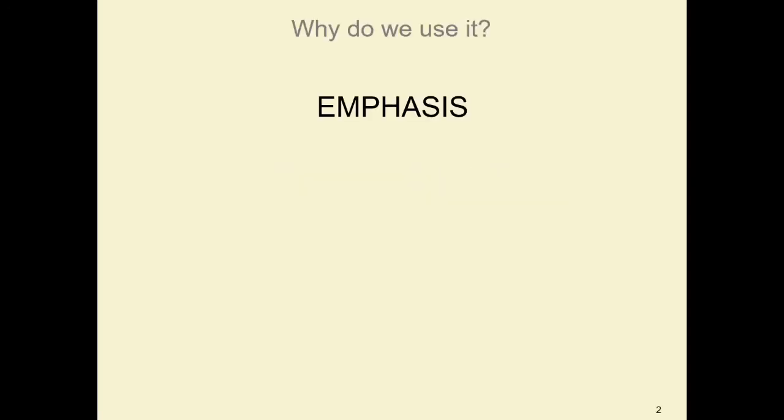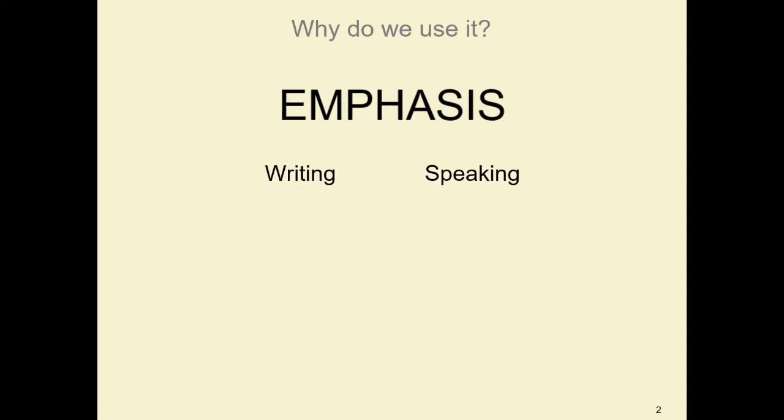Inversion, or complex sentences. This is a grammar point that only appears in advanced and proficiency. So let's take a look at, first, what is it? Why do we use it? We use these sentences for emphasis. What we are looking for is emphasizing an idea. We use this in writing, we use this in speaking.